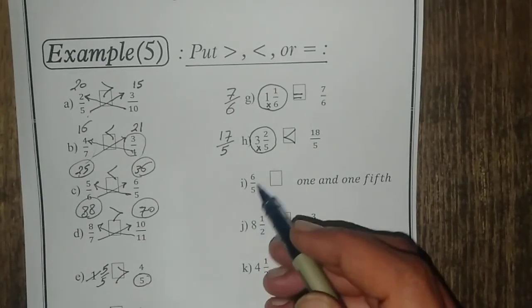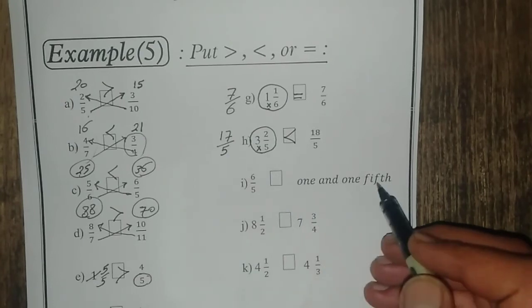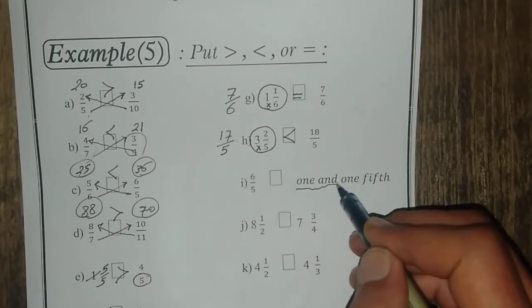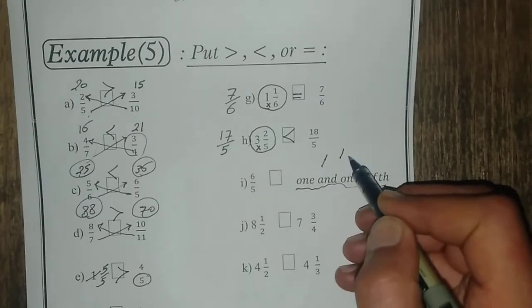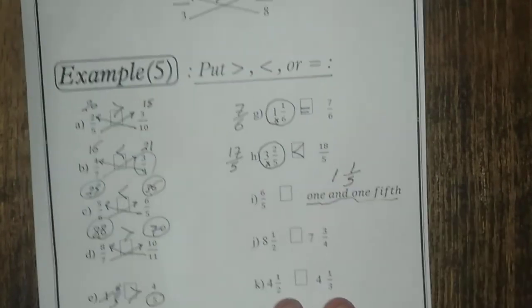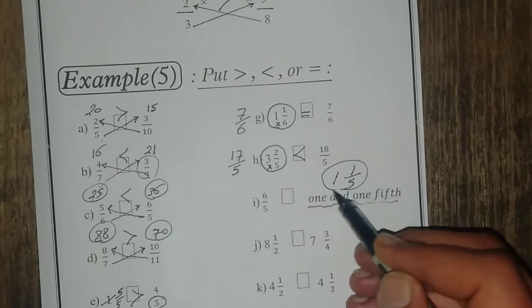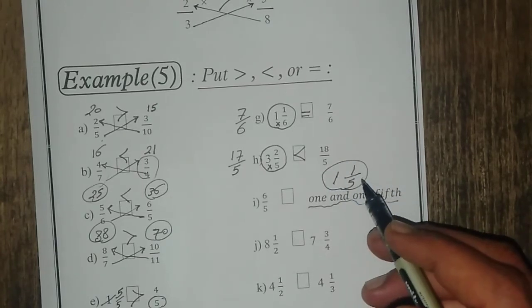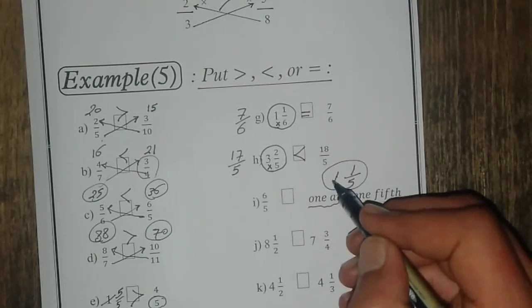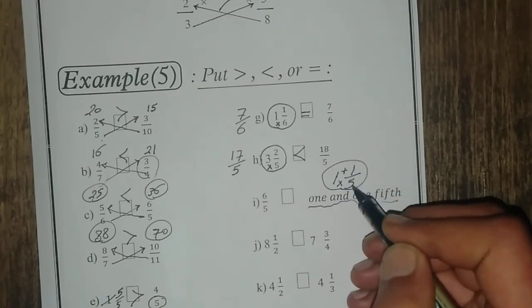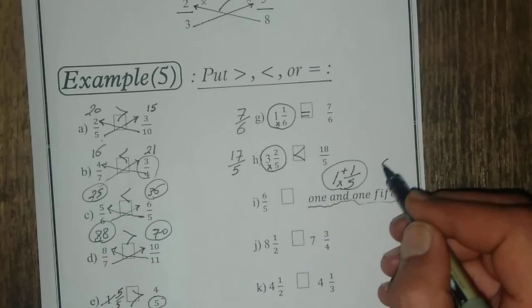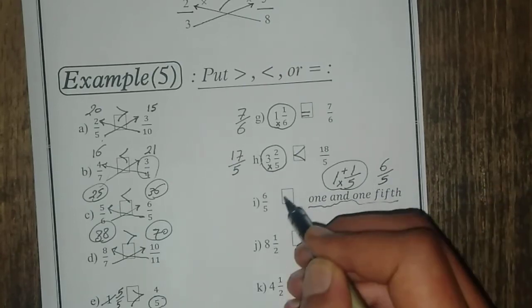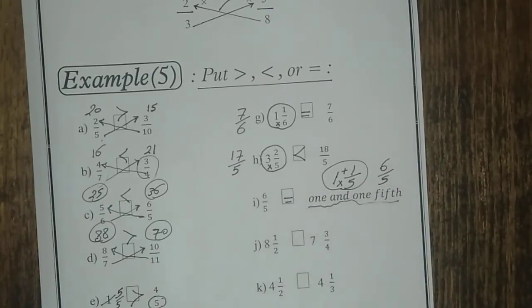6 over 5 or 1 and 1/5. 1 and 1/5 means 1 and 1 over 5. It is a mixed number. Change it into an improper fraction. 5 times 1 equals 5 plus 1, 6 over 5. These two fractions are equal.